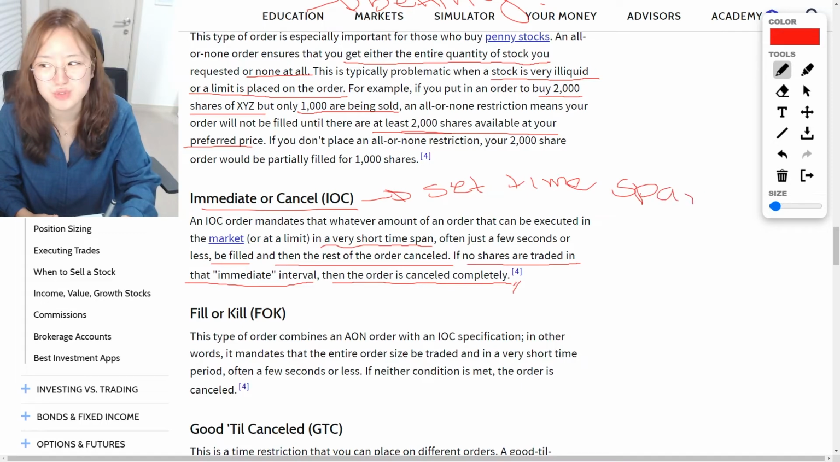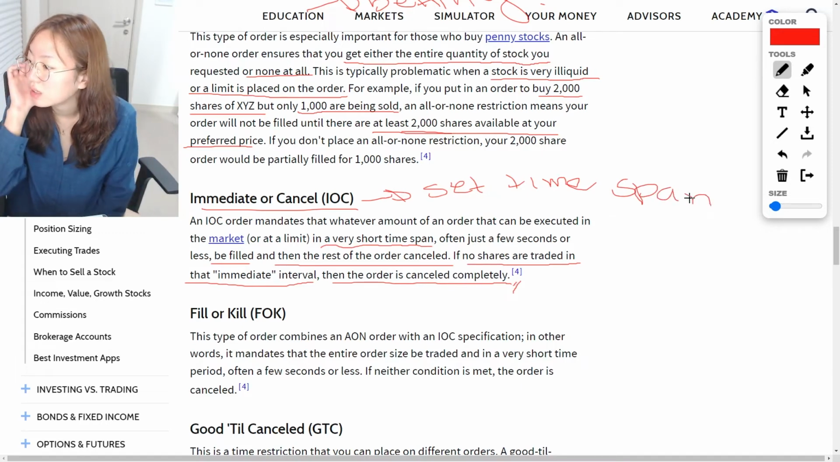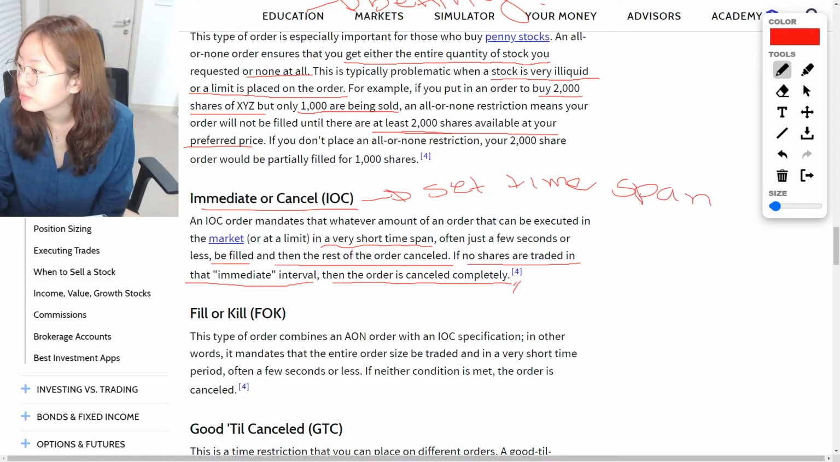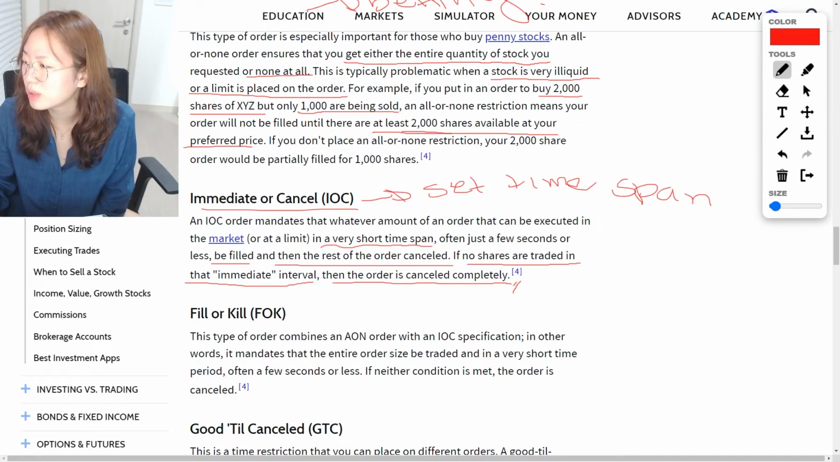Why use big fancy words, you know? It just avoids the hassle of getting partially filled orders. People don't like partially filled orders? A penny stock might have zero volume at certain times.